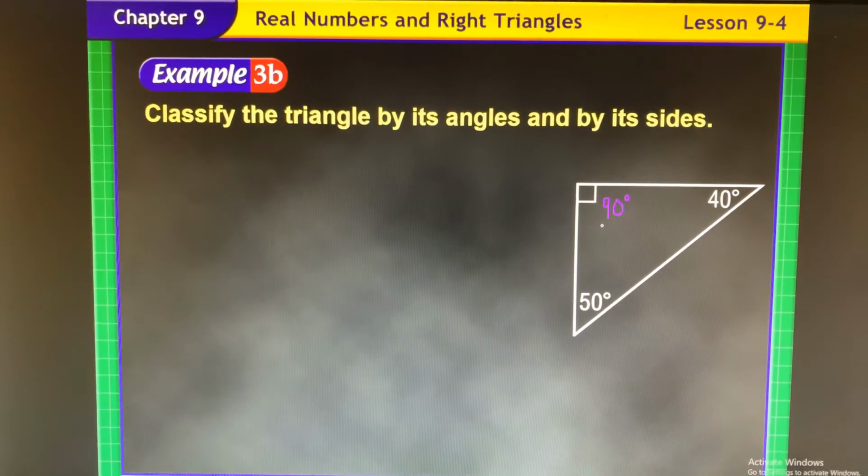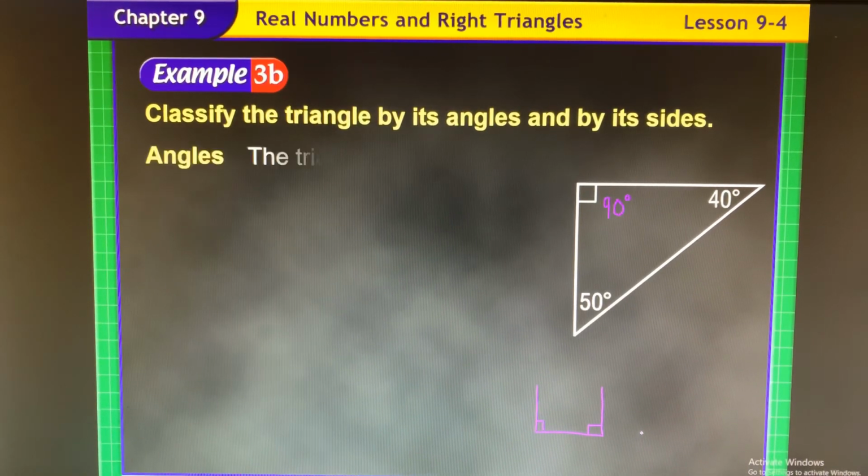Can you have more than one 90-degree angle in a triangle? Think about it. Try to draw a picture of it. No, I can't, because you know what? I'd start to be making a square or a rectangle. So no, you can only have one 90. So this would be a scalene right triangle.